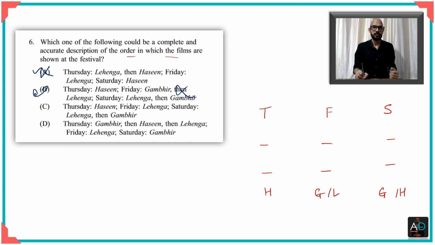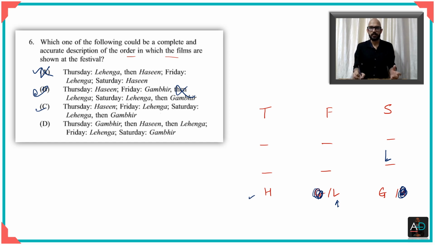Now we look at option C. Option C says that on Thursday you will have Haseen, alright. Then on Friday you have Lehenga. Okay, if you have Lehenga, that means you don't have Gambhir. And Saturday you have Lehenga and then Gambhir, which means you do not have Haseen.